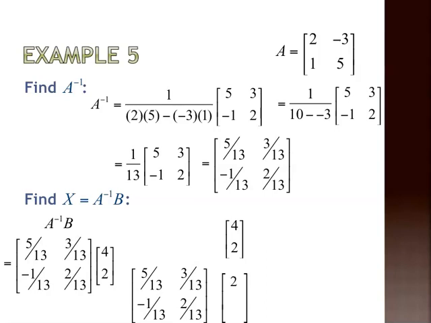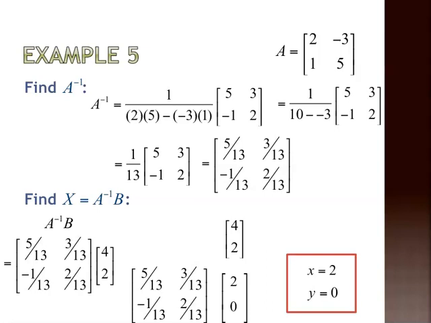Do the same thing to get the next term. So we have negative 1/13 times 4 plus 2/13 times 2. So that's negative 4/13 plus 4/13, which is equal to 0. So our answer here is x equals 2 and y equals 0.